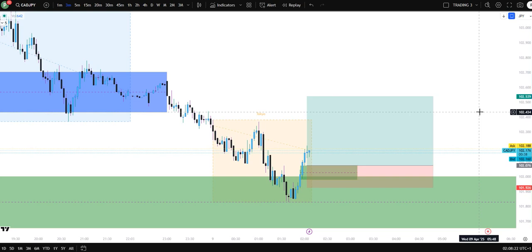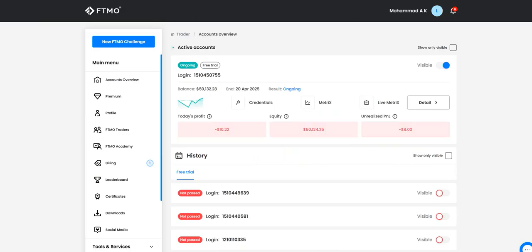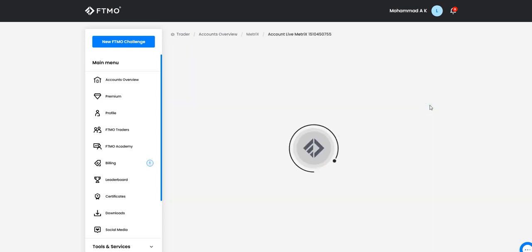TP be here. Stop loss. Right, I've entered now. Okay, so that should be fine. Okay, so here we go. So this is the current account with the details going on.